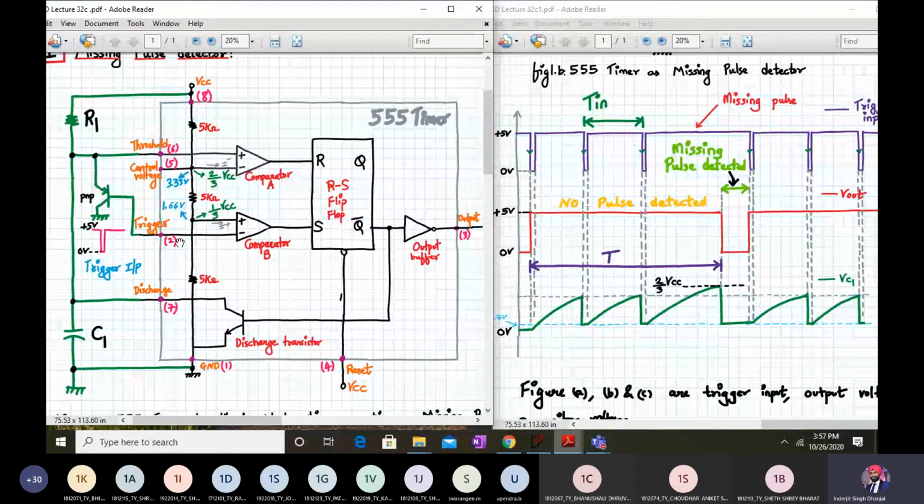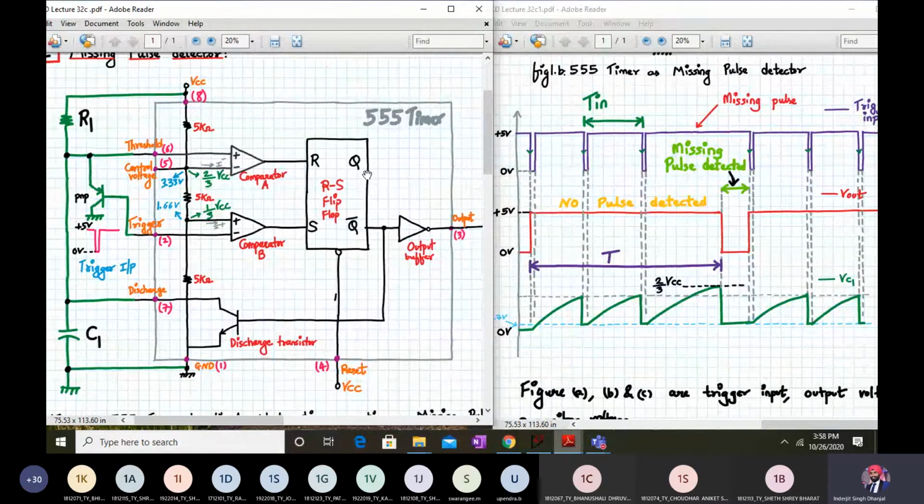Now, when the trigger input was 0, what was the comparator B state? Trigger input 0, what is comparator B output? It is logic 1. That means the set input is 1, and R is 0 only, because the capacitor voltage is 0.7, which is less than the threshold. So R is 0, S is 1. So what will happen to Q? Q will be 1, so Q bar will be 0. If Q bar is 0, what is my output? Output will go high. That's what is happening here. Output is going high. Everyone following?